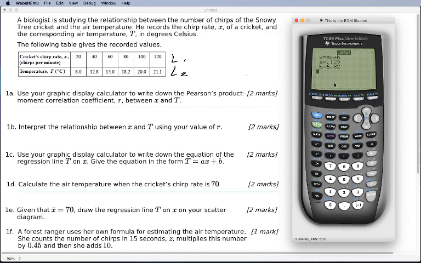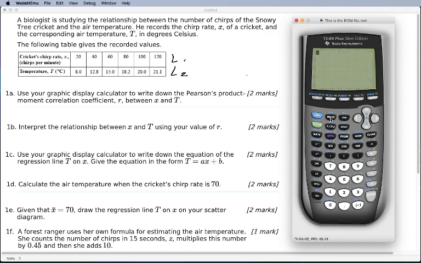Here I can see my r value isn't showing, so I might have to adjust my mode. If I scroll down to my mode, I notice that my diagnostic is off, so I have to turn it on. So if you don't see your r value, make sure you go to mode and turn this on down in the menu.